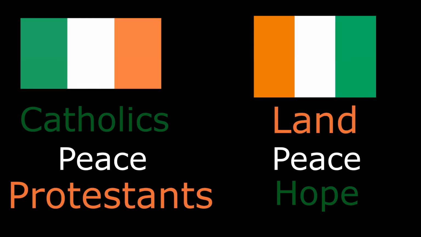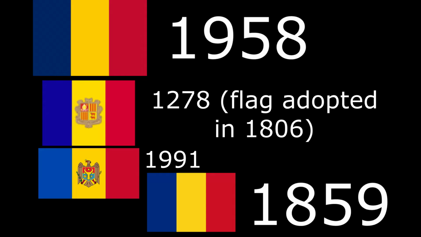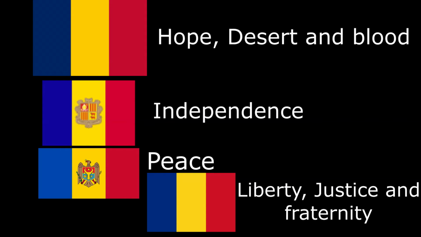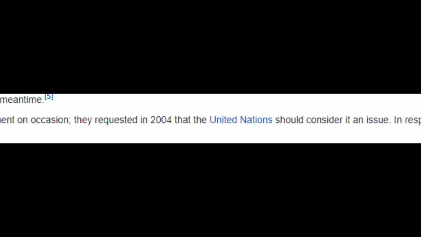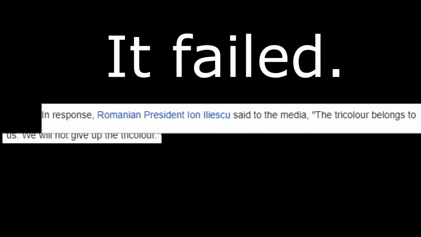It's weird, I know. They declared independence at different times, they are part of different empires and they have different meanings. Another example is the flags of Chad, Andorra, Moldova and Romania. Again, they declared independence at different times, part of different empires and different meanings. I could go on for a long time about this, but moving on. The only case of similar flags leading to legal trouble was Chad telling the United Nations to pressure Romania to change their flag in 2004. This was literally the only case I could find on the internet, which is kinda odd.